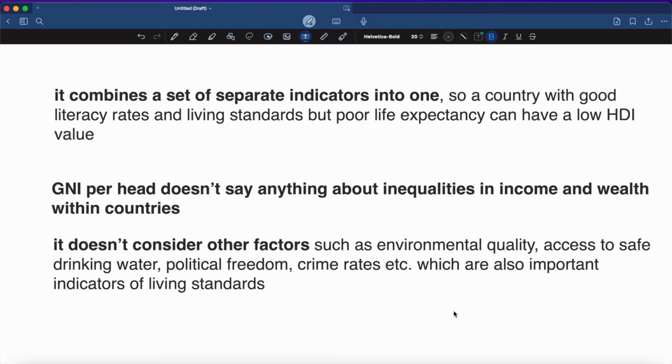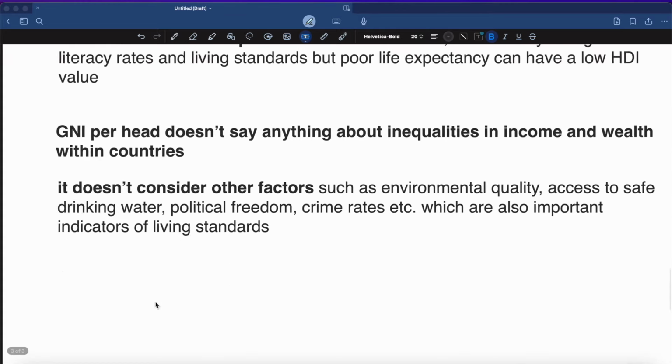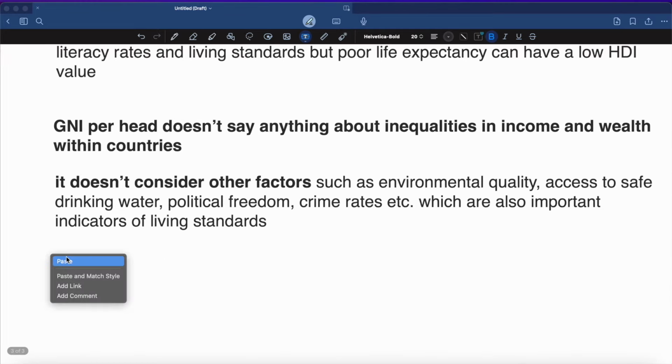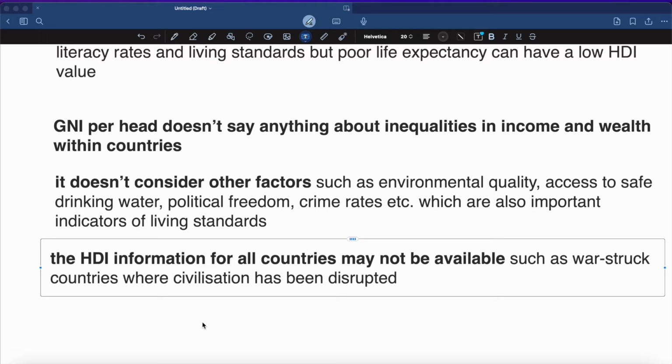Okay, and last but not least, the HDI information for all countries may not be available. Not every country has information about healthcare. Not every country has information about the education system. So that could be another factor, because let's say I have the average income, but I don't have two other factors. How can I make a conclusion? Okay, so that's basically the HDI, and that's how I can explain the HDI.